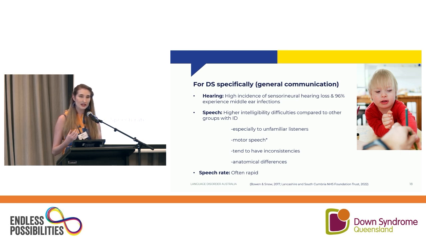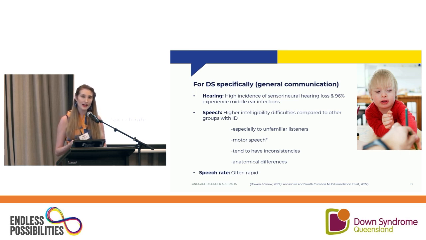Now, when it comes to speech, so that's more that speech intelligibility, using correct speech sounds, we know that compared to other groups of kids with an intellectual disability, some of our kiddos with Down syndrome will have more difficulties using correct speech sounds. Especially to unfamiliar adult listeners, they may have more difficulty understanding them, especially if they're really young and they haven't quite had a lot of intervention yet. There may also be some motor speech difficulties. So this is where the muscles may be affected, for example, that planning of the speech movements.